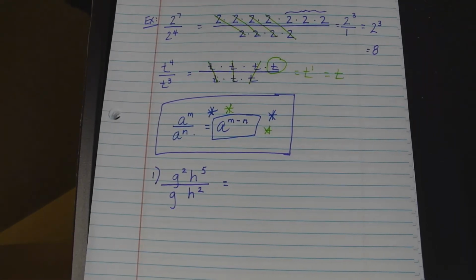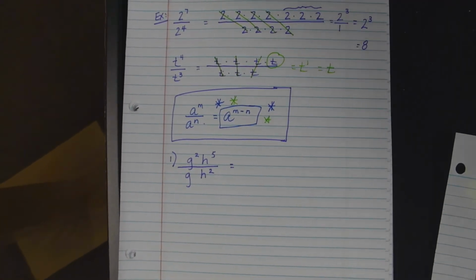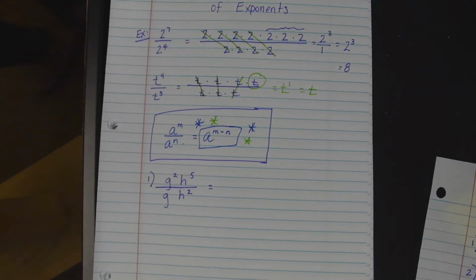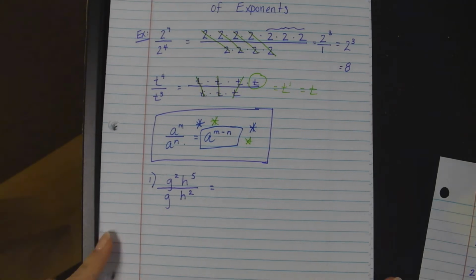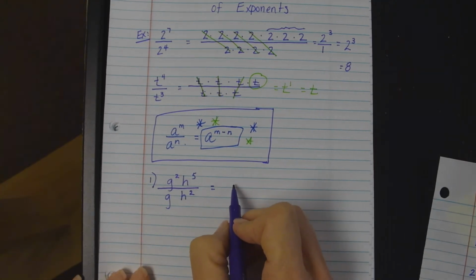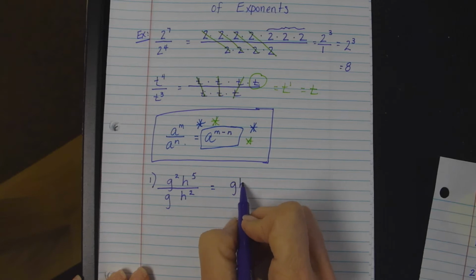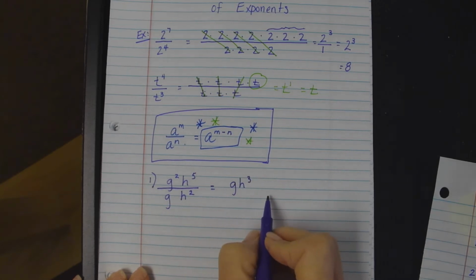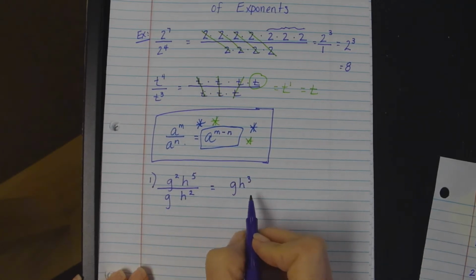All right, who wants to do this? I like calling on people. This is kind of fun. Who's got it? I got this one. Tyler? All right, let's go. What are we doing first? Subtracting the G numbers. Okay, so what do we have? G, 2 minus, right. What's 2 minus 1? 1. G, and then H5 minus H2 is H3. Do we have anything on the bottom? No, everything canceled. Okay.